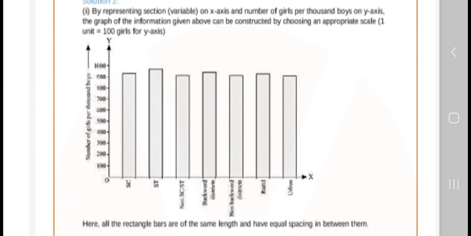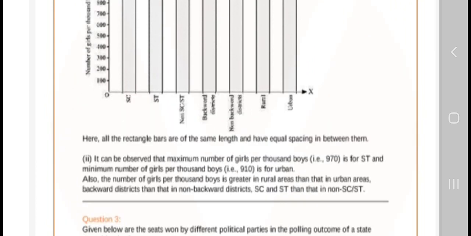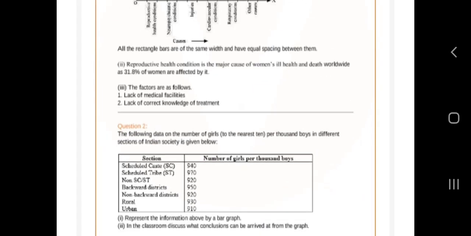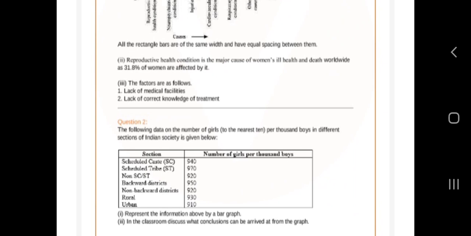You have to write here on the y-axis the number of girls, 100, 200, 300, however much they have given. And on the x-axis you have to write the names, SC, ST or whatever they have given, rural, urban, like this, and then draw the bar graph.